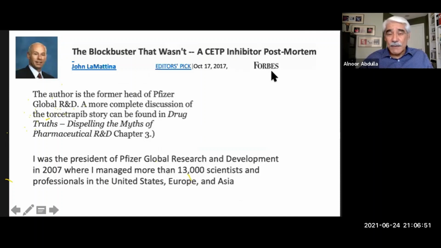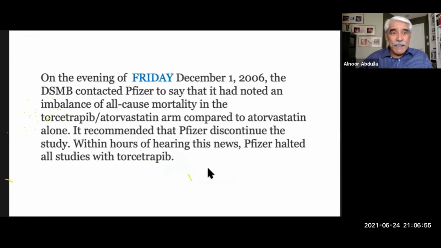And part of it, there was an article in Forbes in 2017. And he said about that evening, on the evening of Friday, December 1st, 2006, the Data and Safety Monitoring Committee contacted Pfizer to say that it had noted that the combination of the CETP inhibitor and the atorvastatin actually ended up causing more mortality. And Pfizer then immediately discontinued the study within hours of hearing this news.